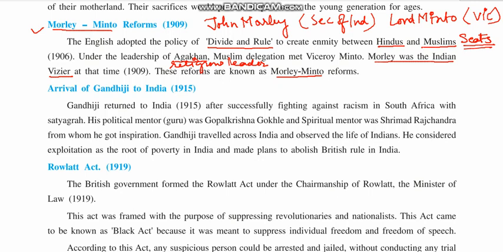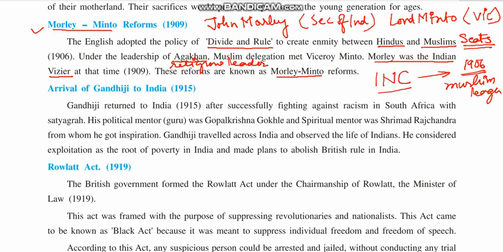We know about this, that in 1906 the Muslim League was formed. Now why was the Muslim League formed? It was to divide the Indian National Congress, and that's why the Muslim League was formed in 1906. But now they wanted to divide the Hindus and the Muslims more, and that's why they introduced the Morley-Minto reforms. The impact of the Morley-Minto reforms was felt later on in the history of India.